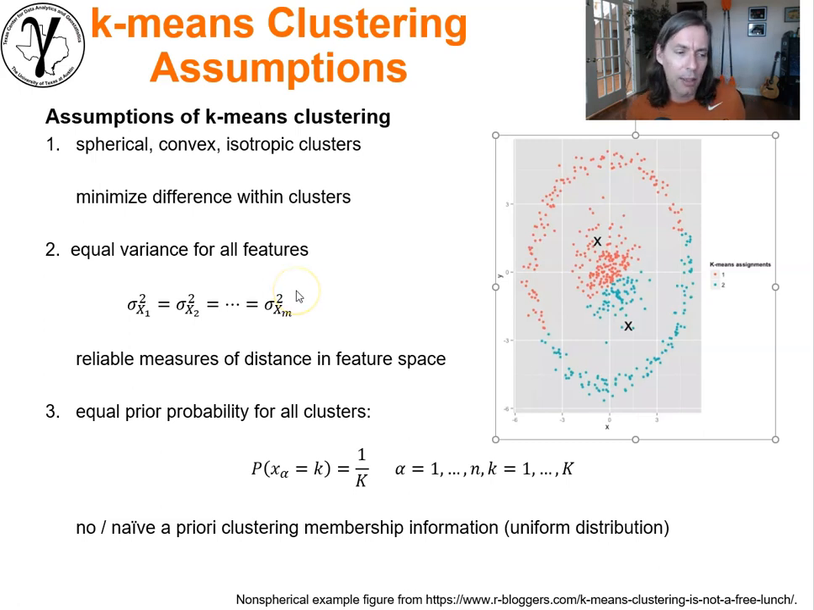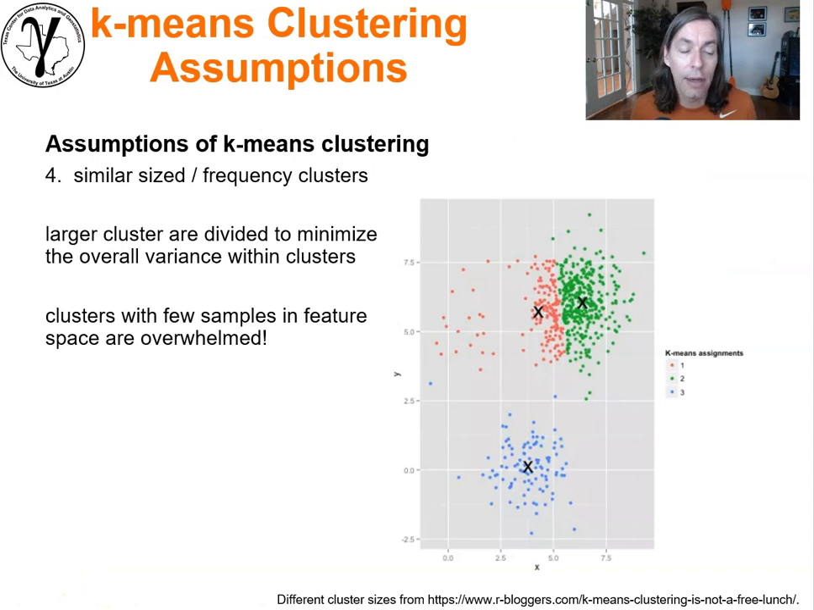Now, another interesting point is that there's an assumption with the methodology that there's an equal prior probability for all of the clusters. All of the data start out with equal probability belonging to each one of the clusters. We're not working with any type of prior that any of the data are more likely to belong to other clusters. We're working with a naive uniform distribution. Another comment is that we're assuming there's similar size or frequency, number of samples in each cluster.